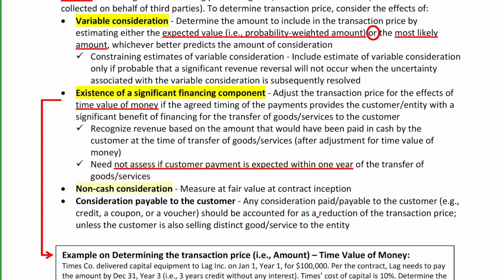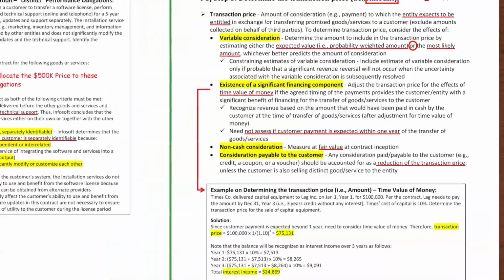Let's look at the other couple of sub-bullets. Non-cash consideration is to be measured at underlying fair value at contract inception. Consideration payable to the customer. So guys, generally consideration is payable by the customer. But if you are paying consideration to the customer, like a credit, a coupon, or a voucher, that should be accounted for as a reduction of the transaction price.